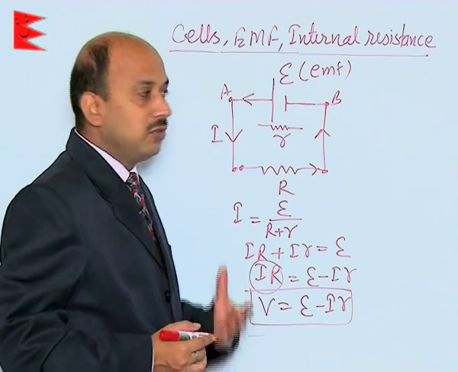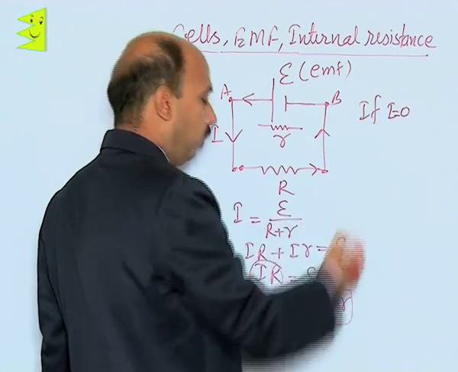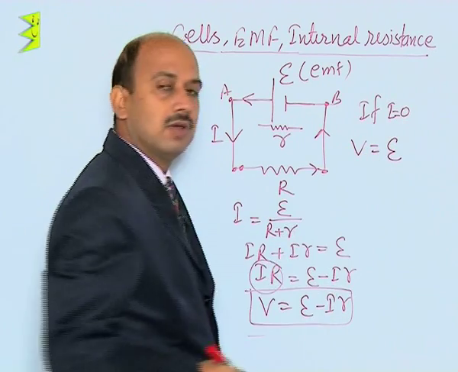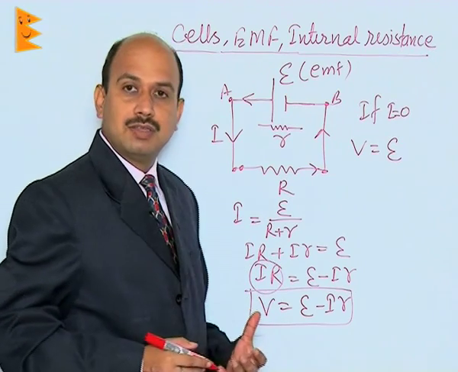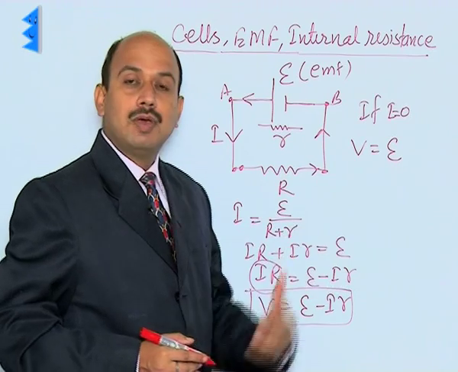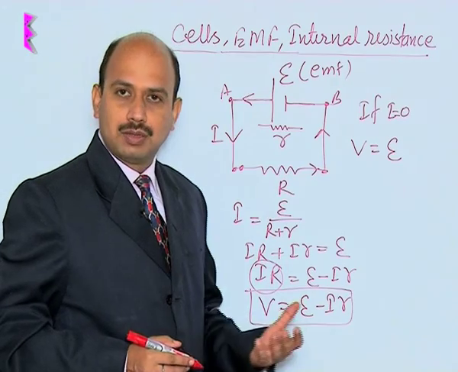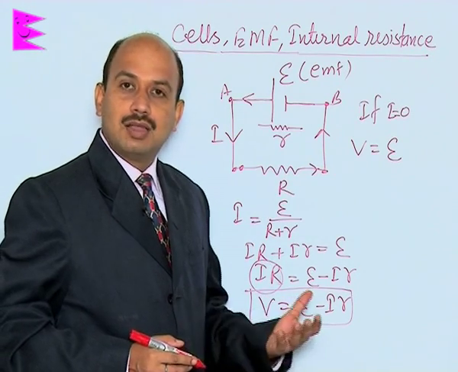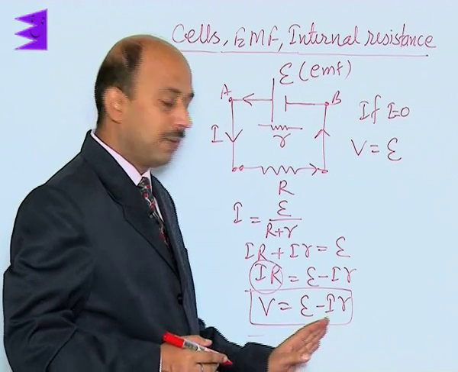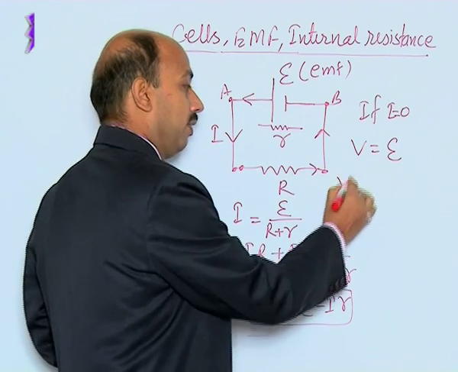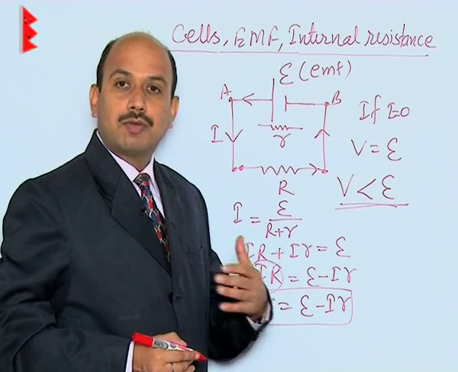Now, see here, suppose I is 0. If you take I equal to 0, then V is equal to EMF. It means the maximum terminal potential difference of the cell is equal to EMF when no current is drawn from the circuit, that is, the circuit is open. When the current is being drawn from the cell, the potential difference is equal to EMF minus Ir. It means the terminal potential difference V is less than EMF when the current is being drawn from the cell.